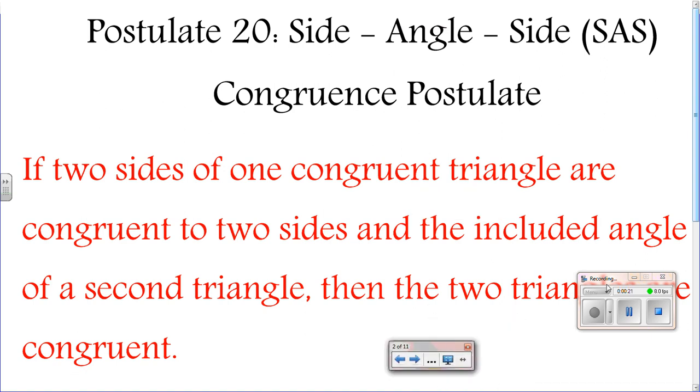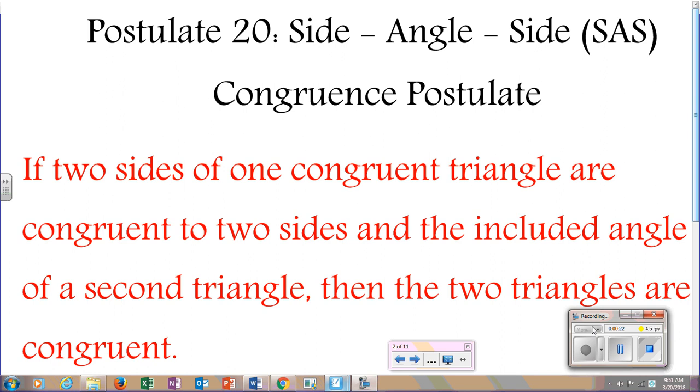Postulate 20. Now, whenever you're doing this on your test or quiz or notes, instead of writing postulate 20, write SAS so I know what you're talking about. When I went over your test, I had to go back and review what theorem 3.4 is, because I know what the theorem says, but I don't know what number it is. So write SAS. If you type HL, then write HL, not postulate 21.